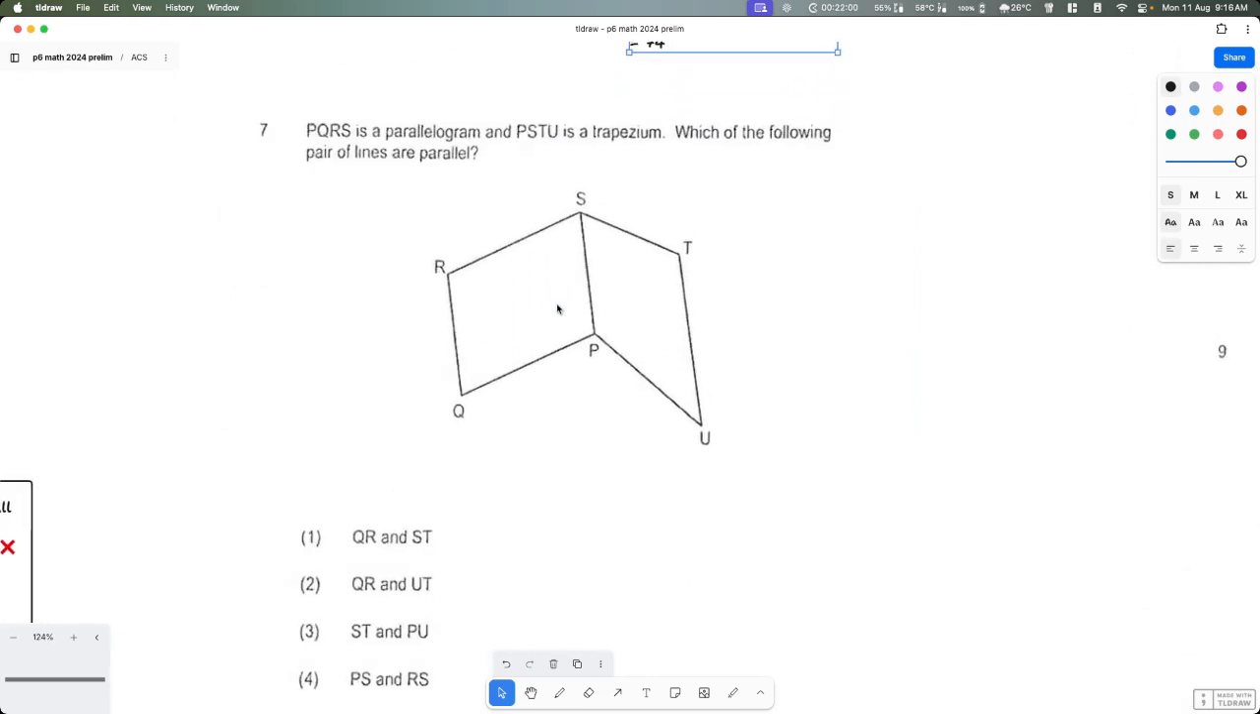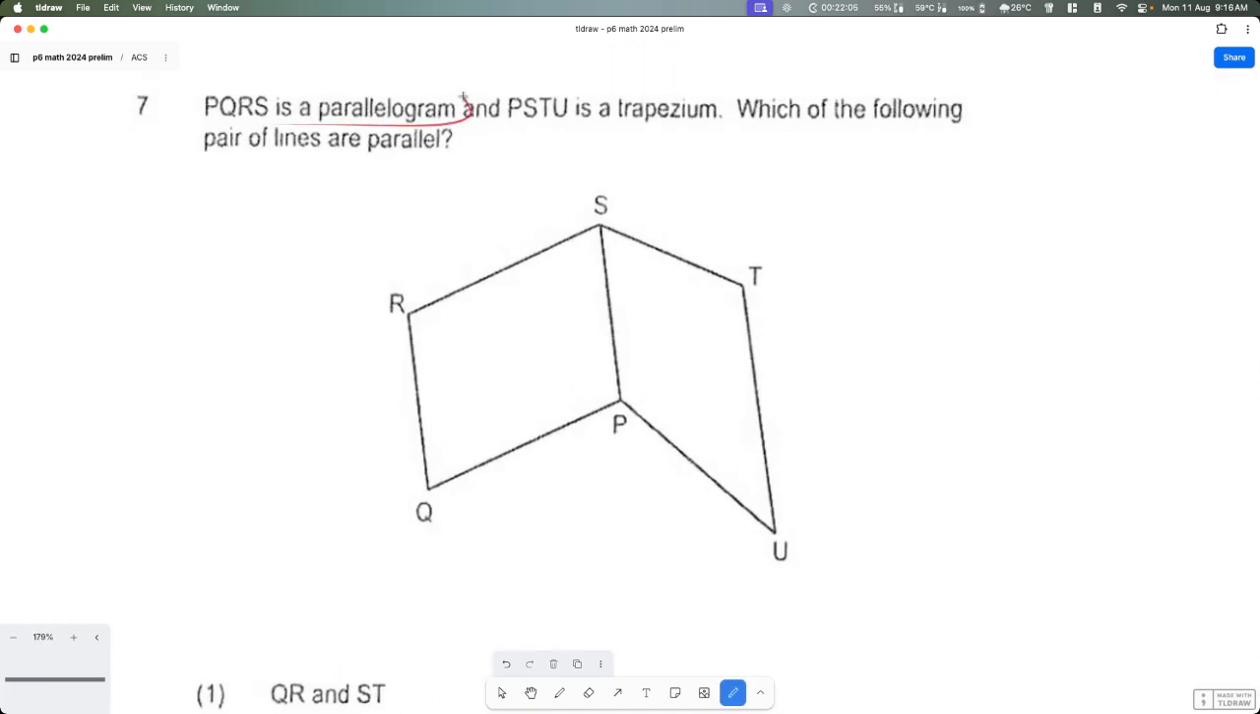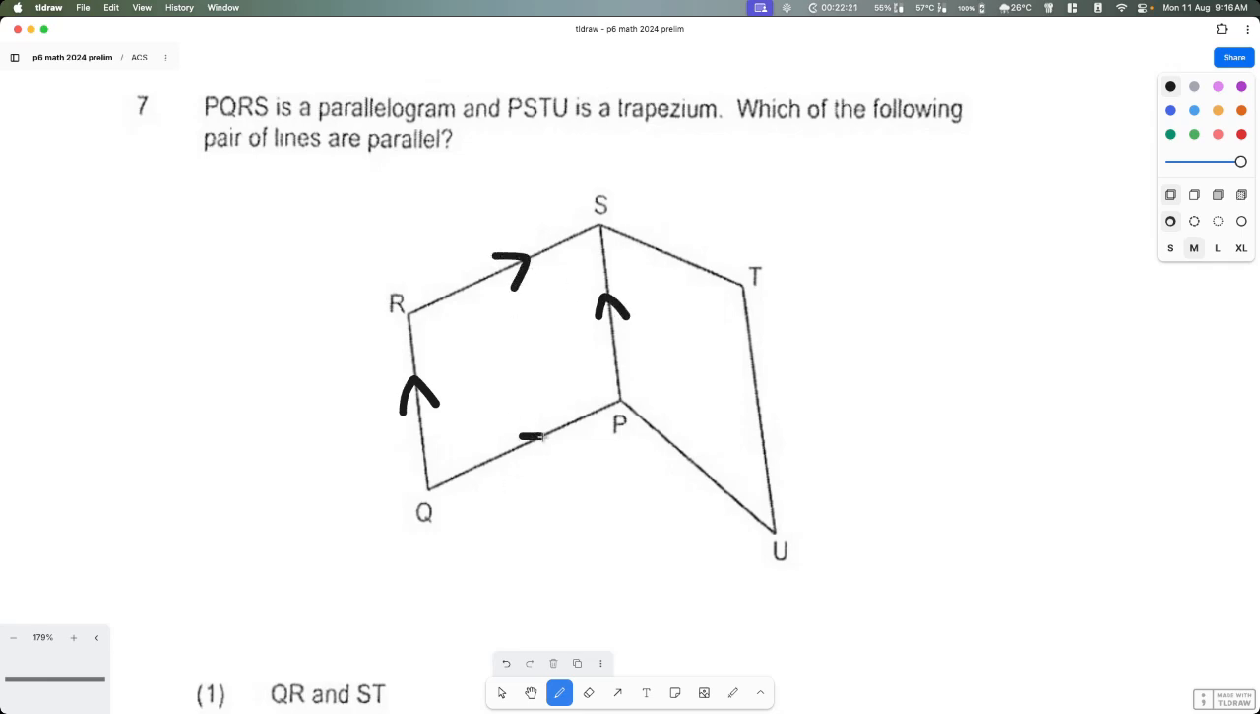Okay, let's move on to the next question. Question number 7. PQRS is a parallelogram and PSTU is a trapezium. Which of the following pair of lines are parallel? We know PQRS is a parallelogram, which means opposite sides are parallel over here, so I'm just going to draw the parallel sides. And then PSTU is a trapezium, so that means one pair of sides is parallel as well. That's what you see over here.